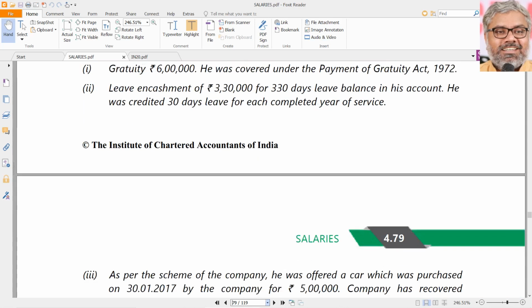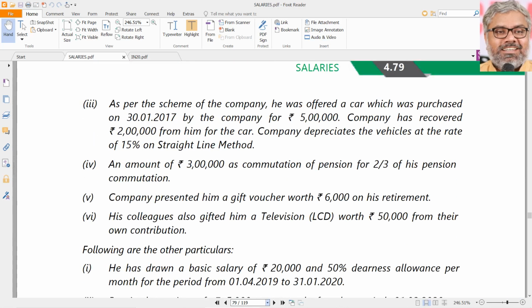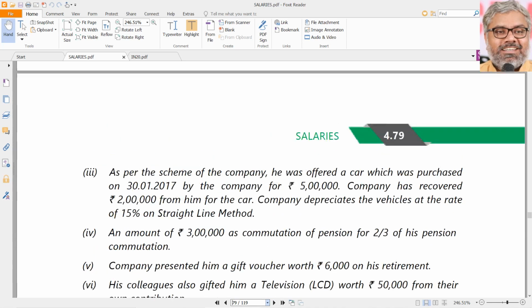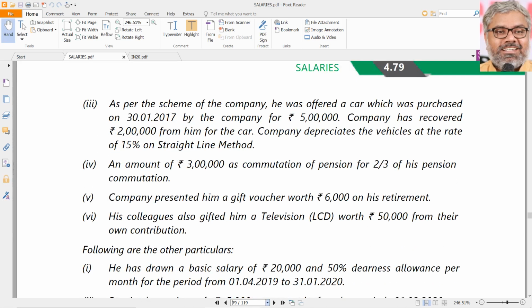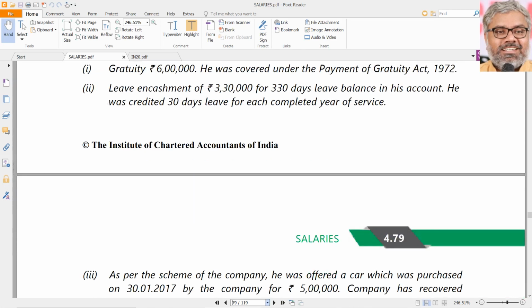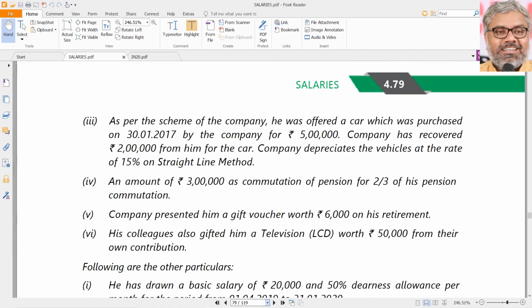That's it. And upon retirement he received the following items. One is gratuity, second one is leave encashment, and third one is not a retirement benefit, but as per the scheme of the company, he was offered a car which was purchased on 30th January 2017 by company for 5 lakhs, and the company has recovered 2 lakhs from him for the car, and the company depreciates the vehicle at the rate of 15% on SLM method, which is related to transfer of the movable asset. He was offered a car, means not that he has been provided a car, the car has been transferred to him upon retirement.